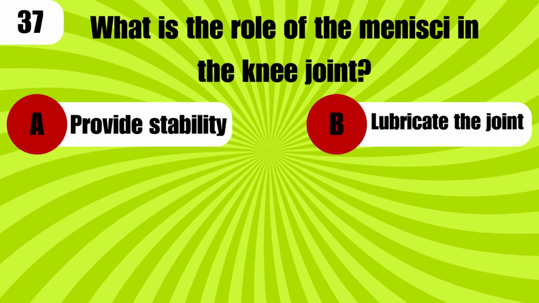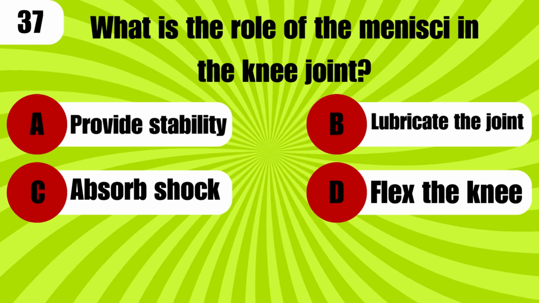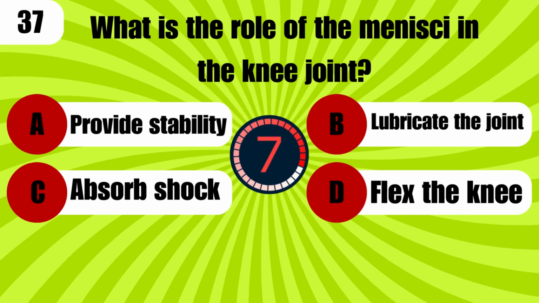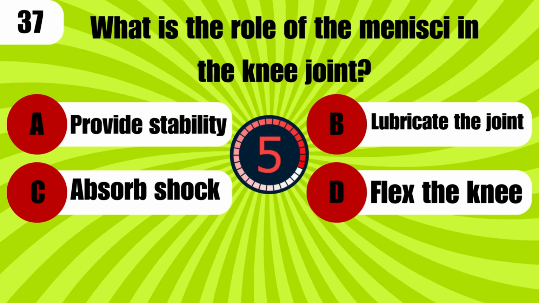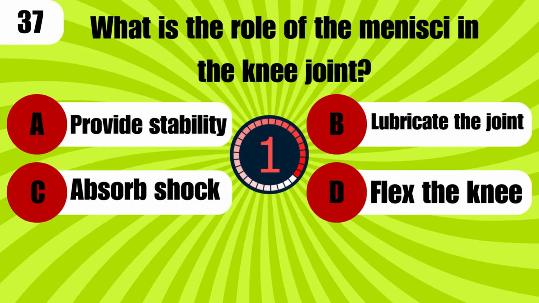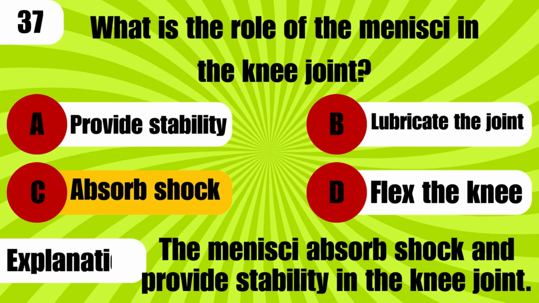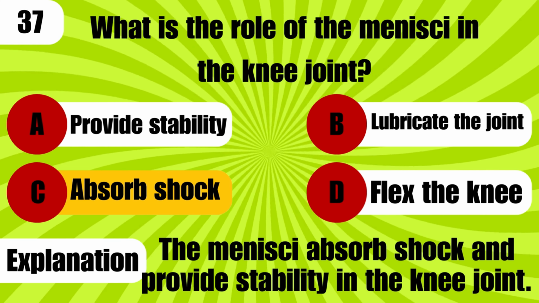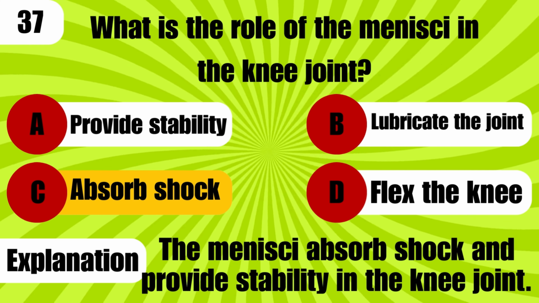What is the role of the meniscus in the knee joint? Option A provide stability, lubricate the joint, absorb shock, flex the knee. The right answer is absorb shock. The meniscus absorbs shock and provides stability in the knee joint.